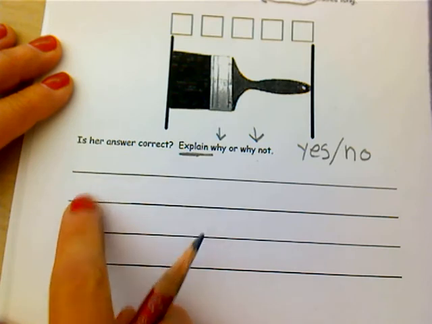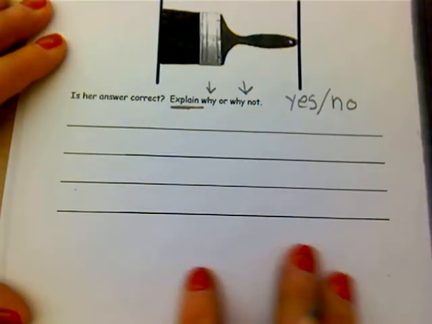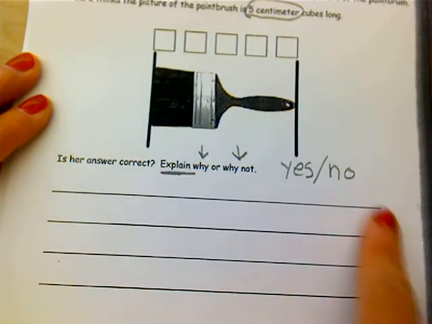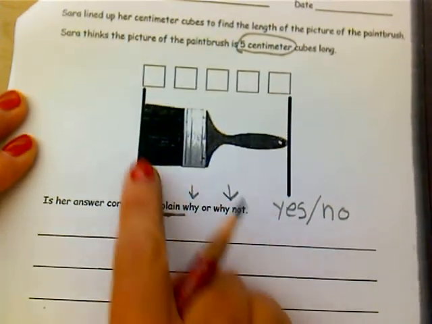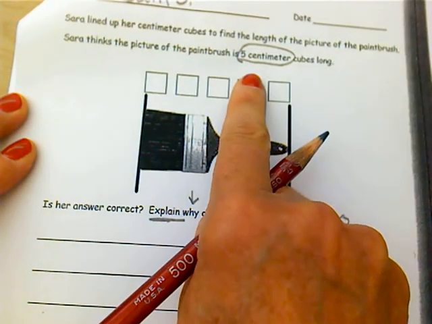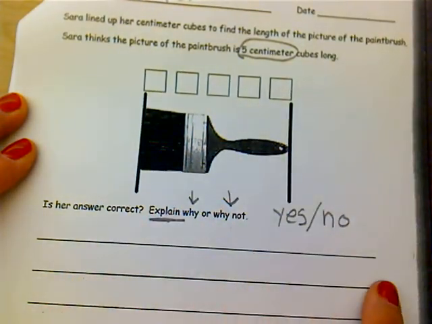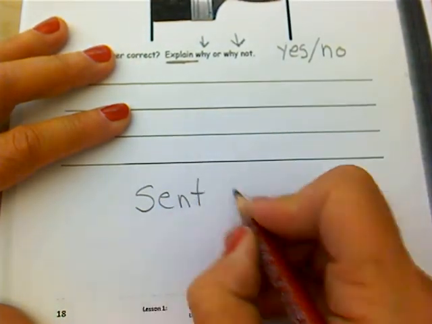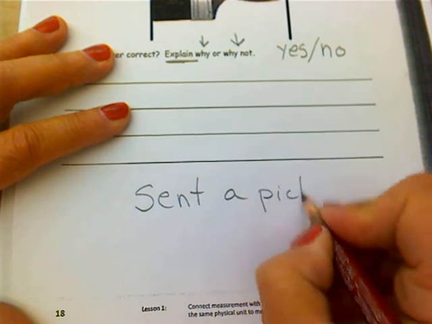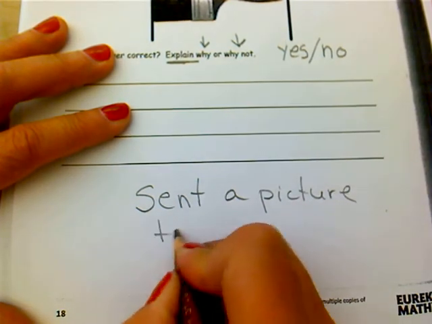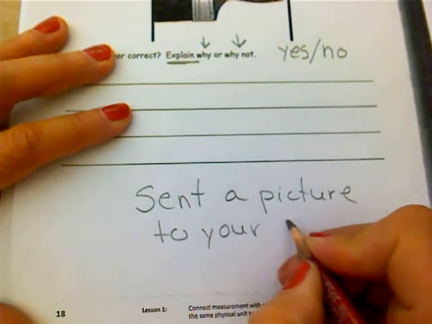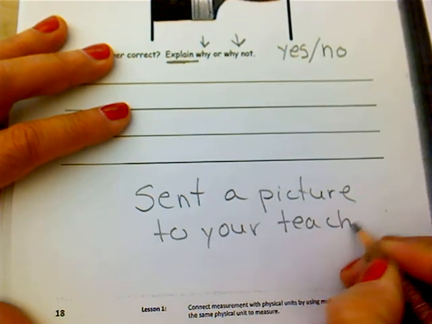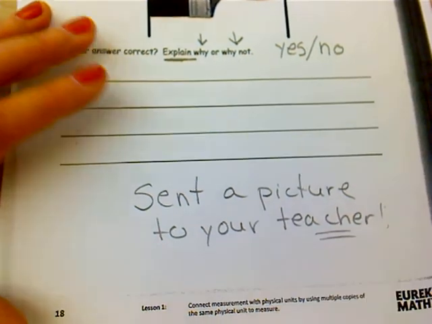You've got 1, 2, 3, 4, 5 lines and a whole bunch of space down here. You need to explain why you think she is either correct at 5 centimeters or why she is incorrect. And then you need to send it to your teacher. Send a picture to your teacher. That's always important for our distance learners, that you need to send a picture to your teacher.